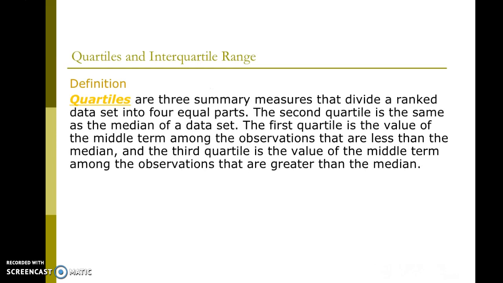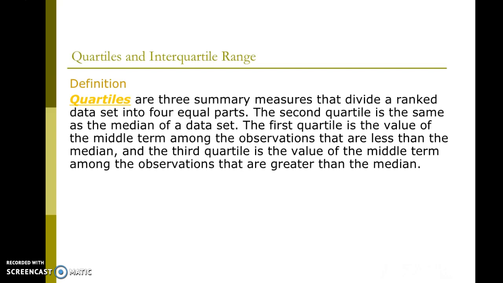So the first thing here is the definition of a quartile. Quartiles are 3 summary measures that divide a ranked data set into 4 equal parts. It sounds kind of interesting, but there are only 3 quartiles: the first, second, and third quartile. But if you think about taking a strip of paper and splitting it into 4 parts, you would make 3 cuts. So that's how you have to think about the quartiles, as the cuts in the data that split the data into 4 equal parts.